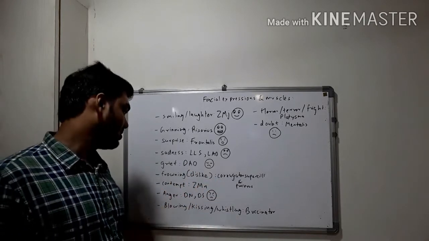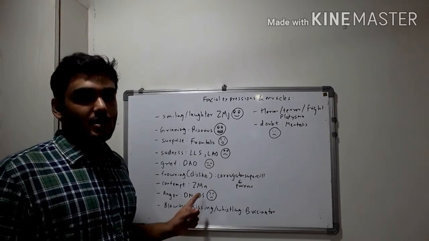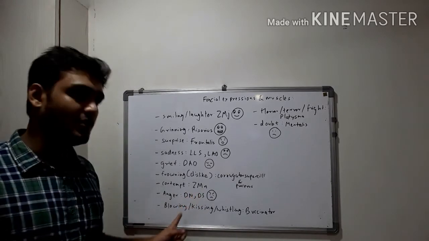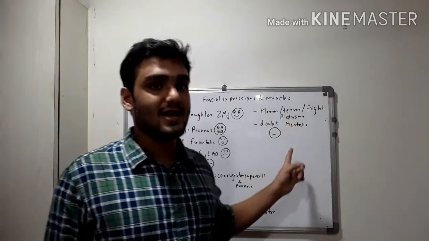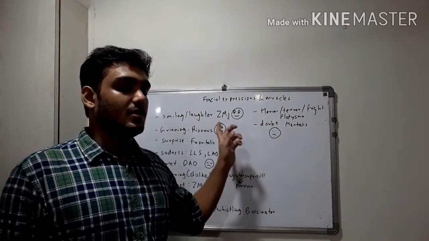Contempt is zygomaticus minor. Anger is depressor septi and dilator nares. The blowing, kissing or whistling muscle is the buccinator. Horror, terror or fright is platysma, and the muscle of doubt is mentalis.